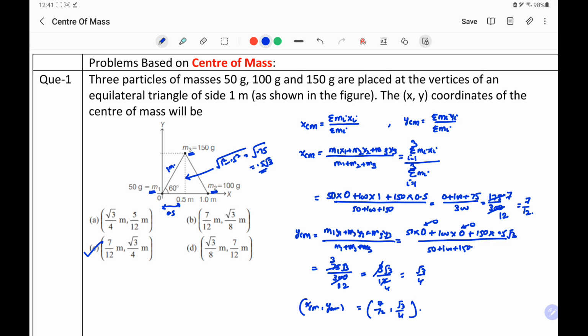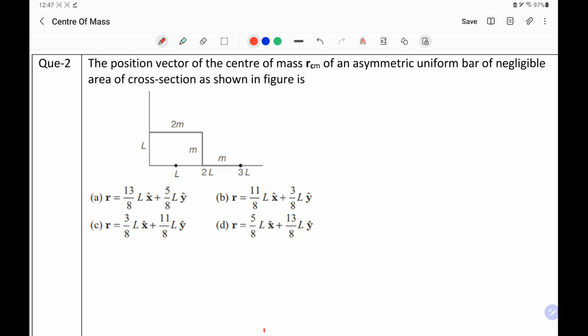Second question is, the position vector of the center of mass RCM of an asymmetric uniform bar of negligible area of cross section as shown in the figure is. The figure shows an asymmetric bar which is uniform. One part has the mass 2m, the second part has the mass m, and the third part has the mass m. Their centers are, suppose, A, B, and C. These are the centers of mass of these individual parts.